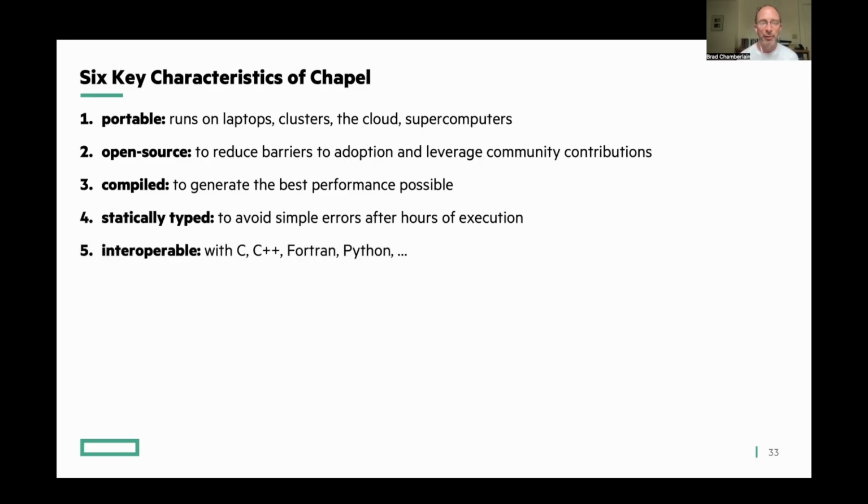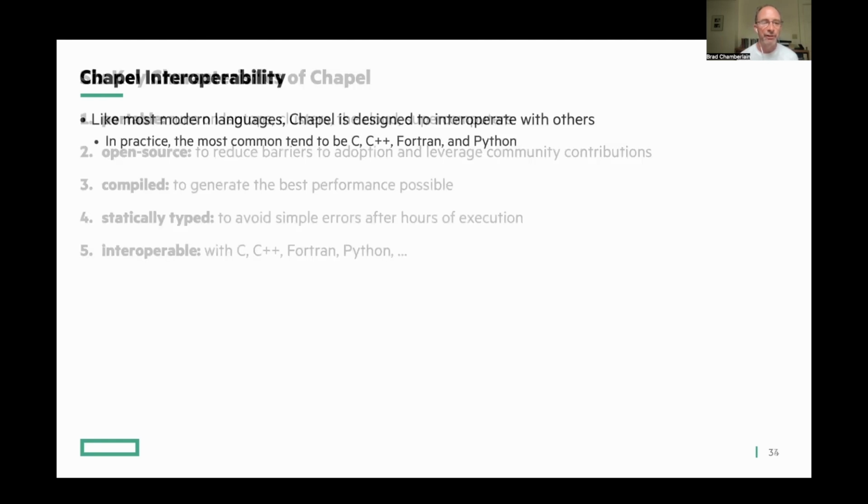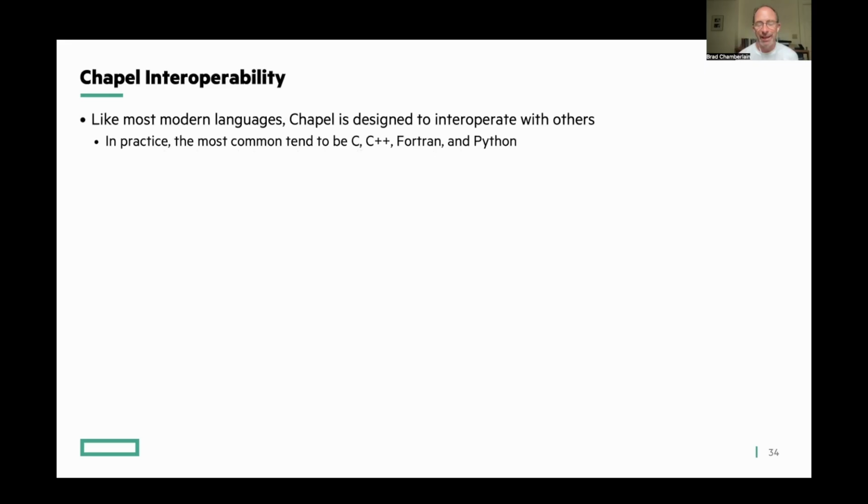We're also interoperable primarily with C, C++, Fortran, and Python. I'll talk about this more on this slide. So I think any good modern language is interoperable. No language stands alone anymore. And in practice, as I said, we tend to interoperate most frequently with C, C++, Fortran, and Python.